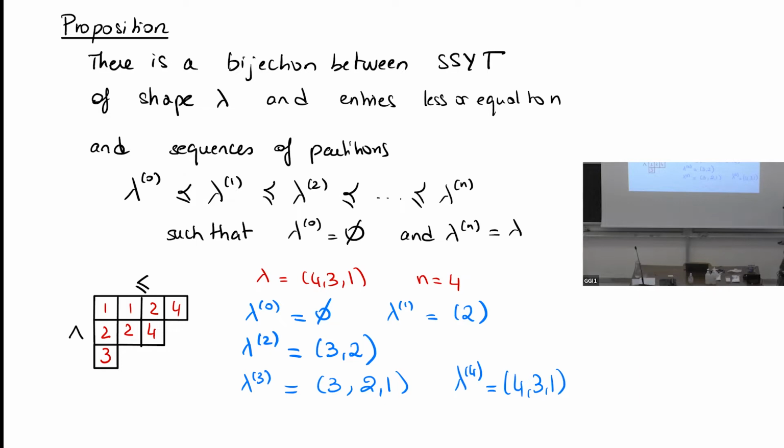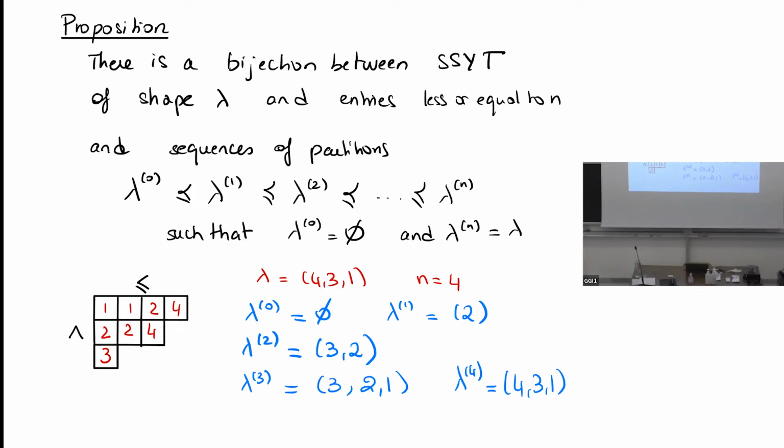Lambda is again 4, 3, 1, and I fix n to be equal to 4. A semi-standard Young tableau is a filling of the cells of my partition with positive integers less or equal to n. I want this filling to be weakly increasing in rows and strictly increasing in columns.